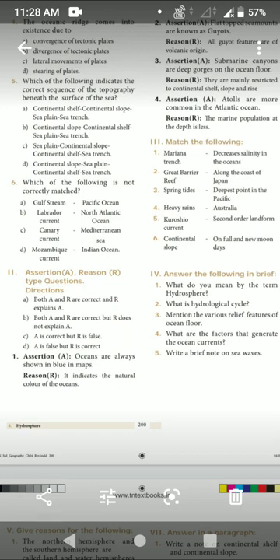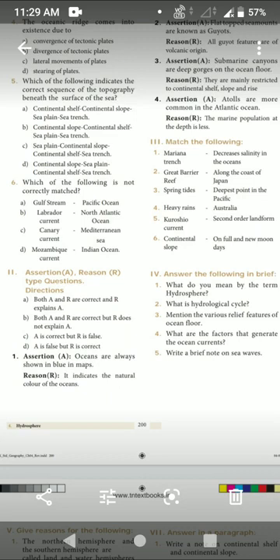Spring tide on full and new moon day. Heavy rain decreases salinity in the ocean. Kuroshio current along the coast of Japan. Next, continental slope, second order landform. Okay. Next, we can come to that, answer the following in brief.